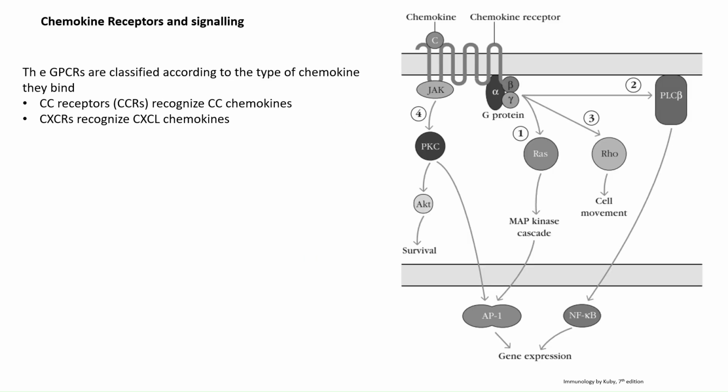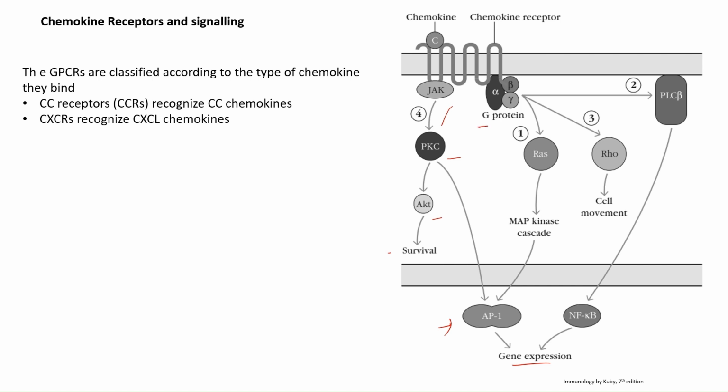Now, if we see the receptors and the signaling pathway, as soon as the chemokine binds to the receptor, one is the JAK pathway. We already learned about this pathway. It will activate PKC, then AKT, and helps in survival. And also, this PKC helps in the activation of AP1, which helps in gene expression.